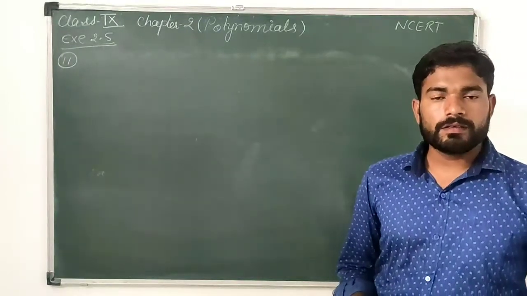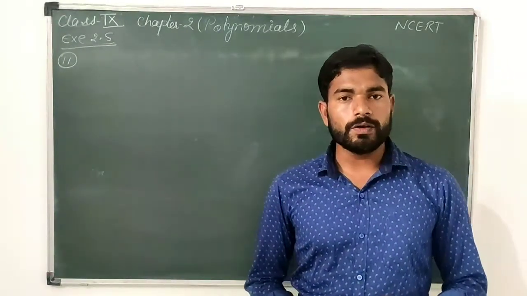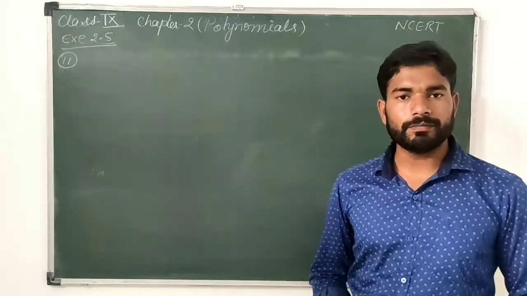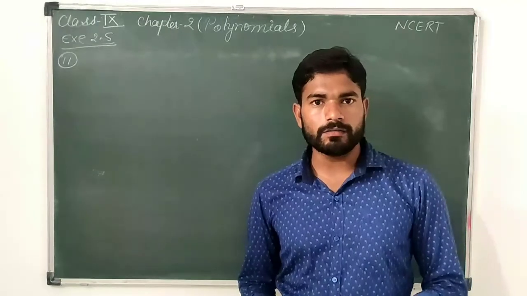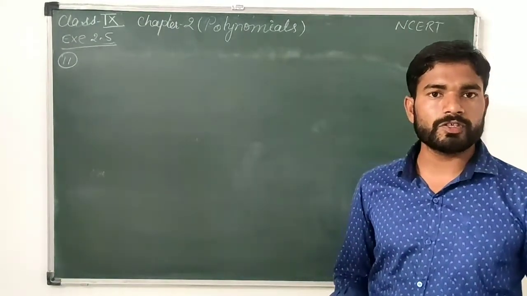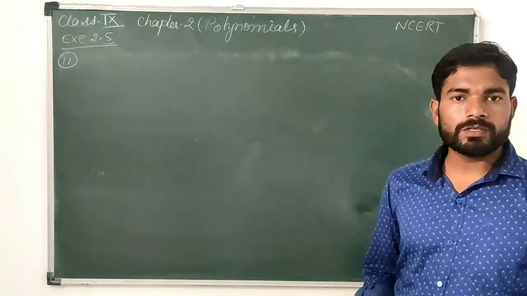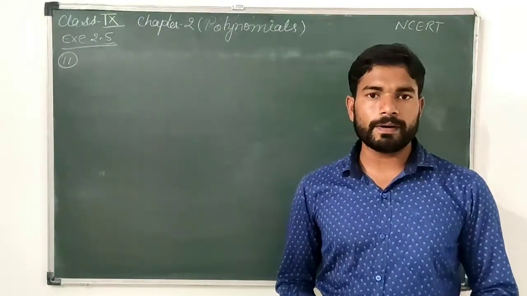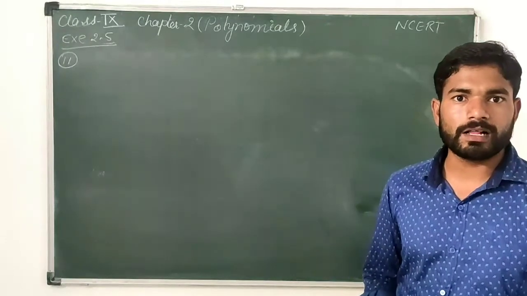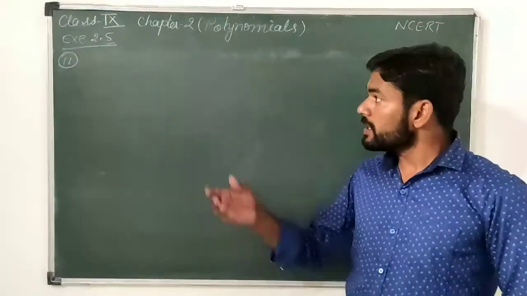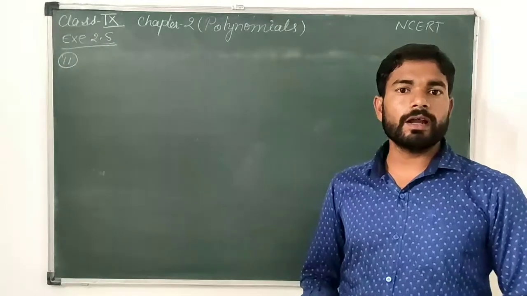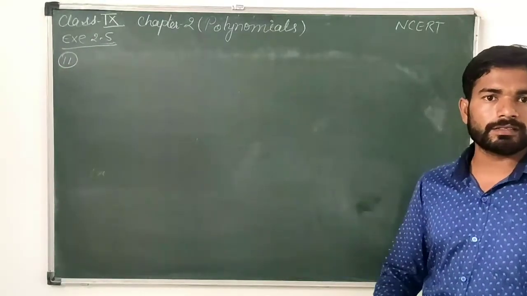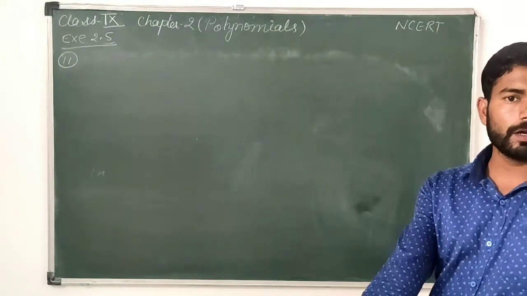From the last few days we are discussing the topic of polynomials. It is the second chapter of the NCERT syllabus, and now we are solving Exercise 2.5, which is based on the factorization method, and the containing parts are algebraic identities. Some questions we have solved, and without wasting time, now I am going to solve the remaining questions of Exercise 2.5 from question number 11.